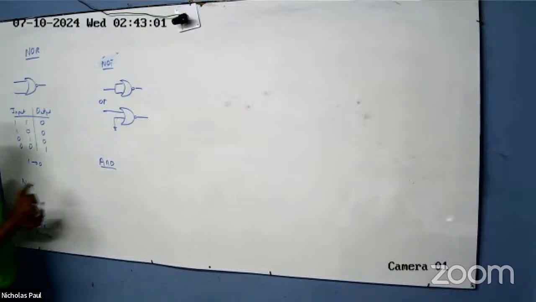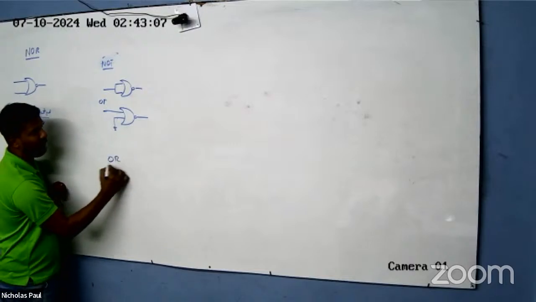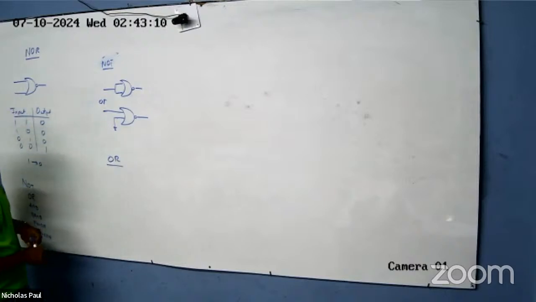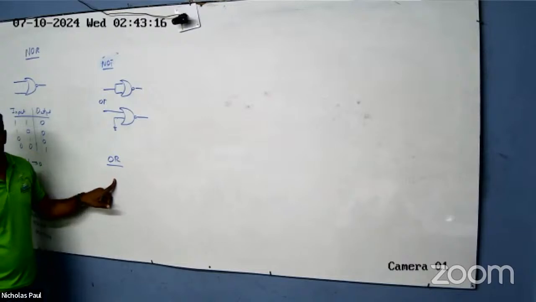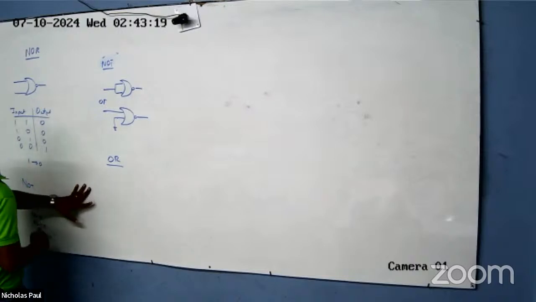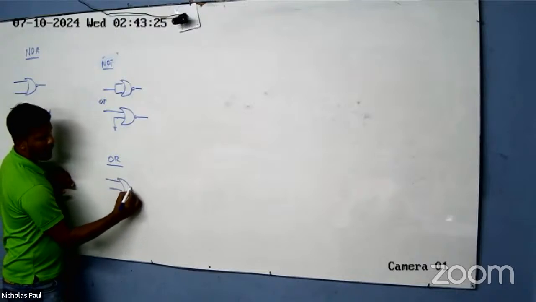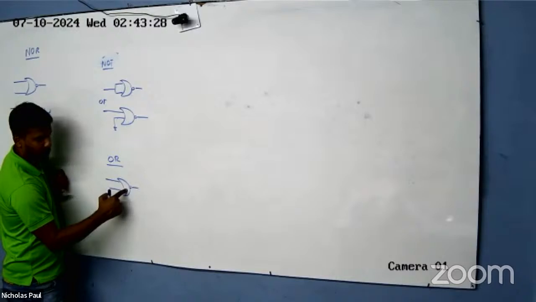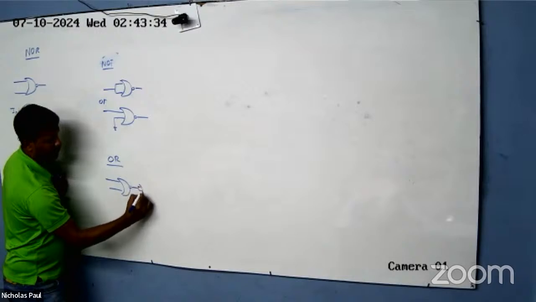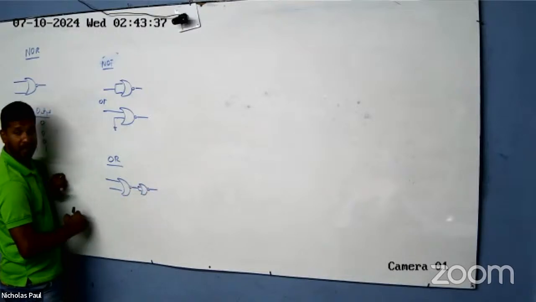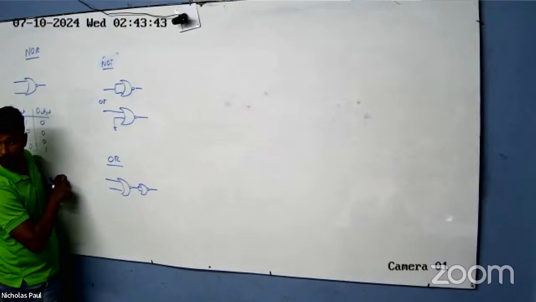Sure. Let me do the OR first. So how can you make an OR gate from a NOR gate? You can't really remove the NOR because you have to leave it as a NOR. So what you can do here is connect the NOR to a NOT. Now you have an OR gate. That's okay?